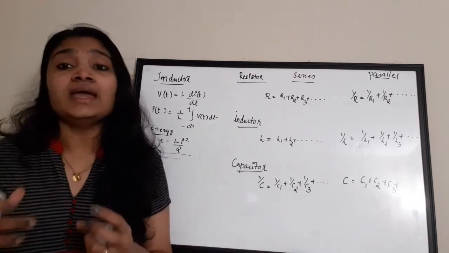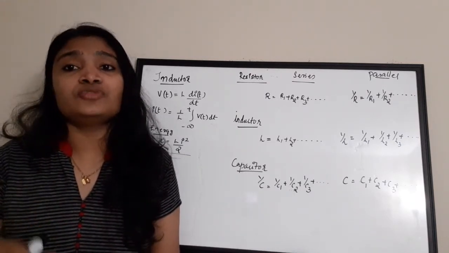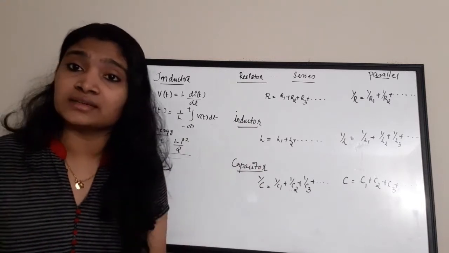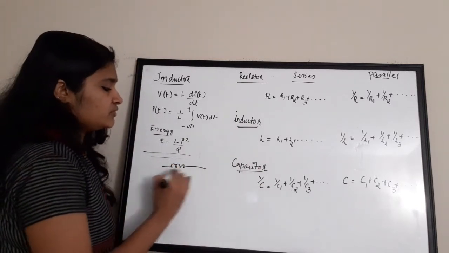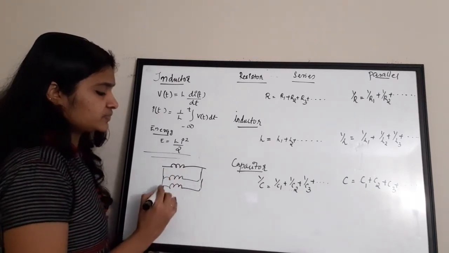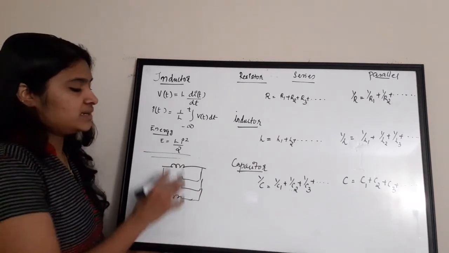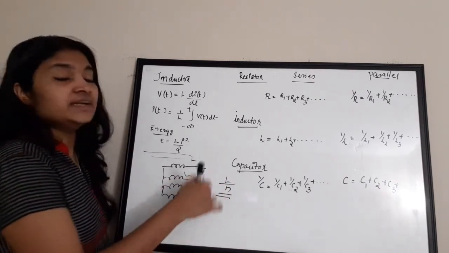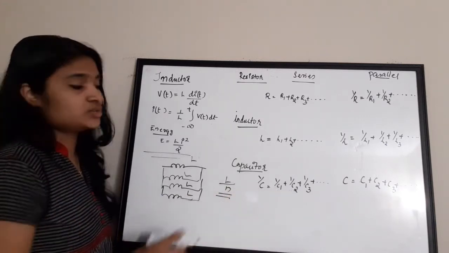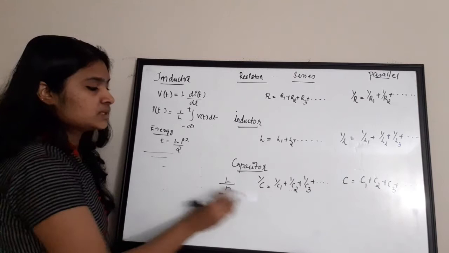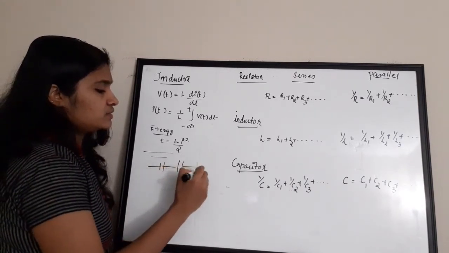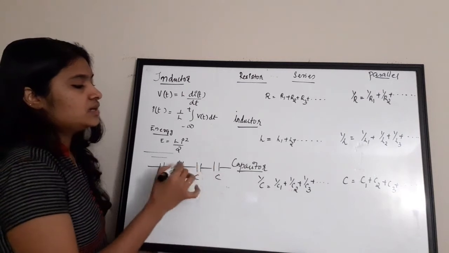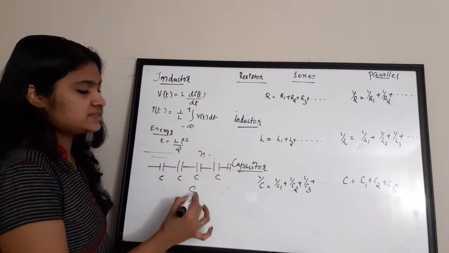I have told you that when n resistors of identical value are connected in parallel, you can take R by N. Similarly, this case is also applicable for inductors and capacitors. For example, if n inductors of identical value, say L Henry, are connected in parallel, then L by N is the equivalent inductance. Similarly, for capacitors in series connection, if all these capacitors have value C, and there are n capacitors, the equivalent capacitance is C by N.